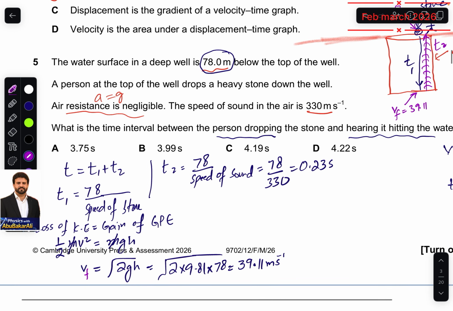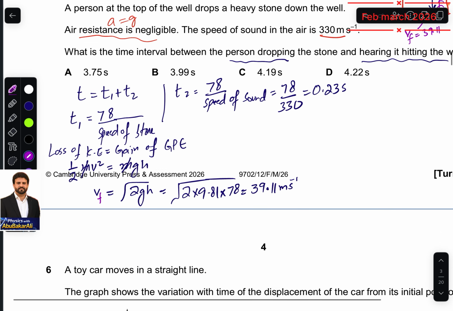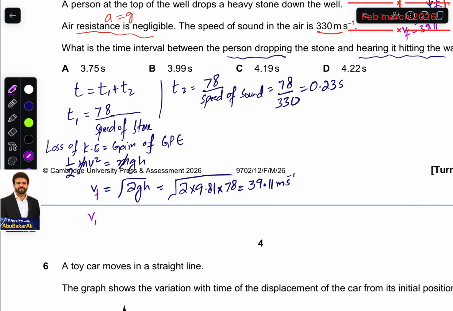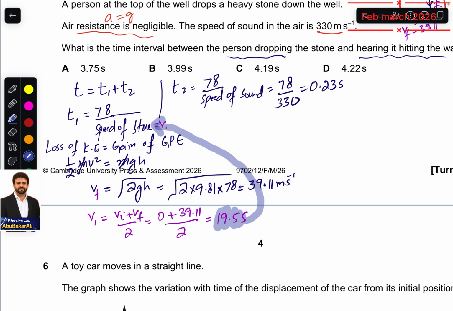To calculate the time taken, I need the average speed. This is one of the mistakes students make: you need the average speed. How can we calculate it? Let's call this speed V1. V1 equals Vi plus Vf divided by 2, so 0 plus 39.11 divided by 2. That gives me the average speed, 19.55.